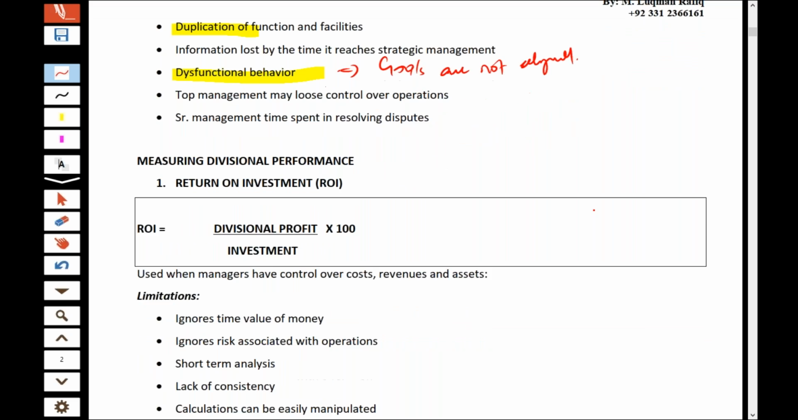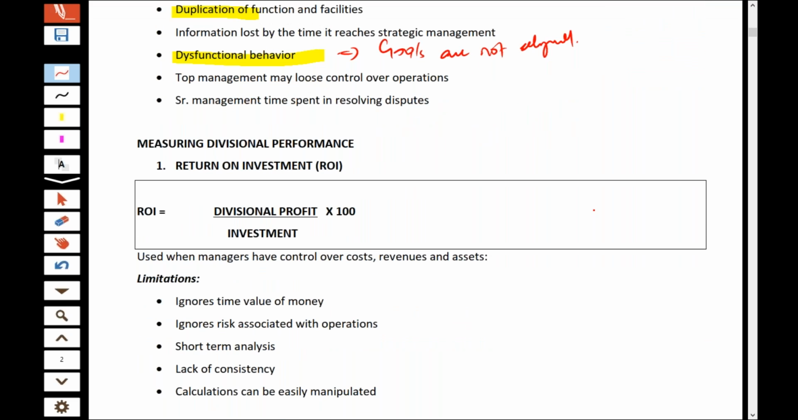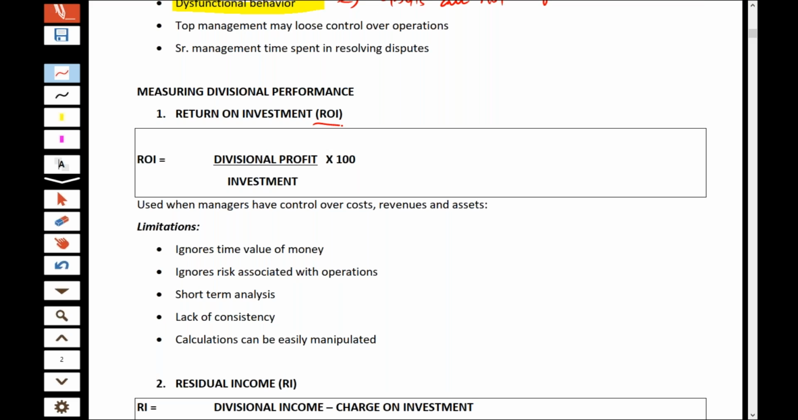When it comes to divisionalization, there are multiple ways of measuring divisional performance. And what are those multiple ways? One of them is called ROI, which is the return on investment. What exactly do you mean by return on investment? It's simply the divisional profit divided by investment into 100. It's a modified version of return on capital employed. So what we generally do is calculate return on capital employed. The modified version of it is return on investment.